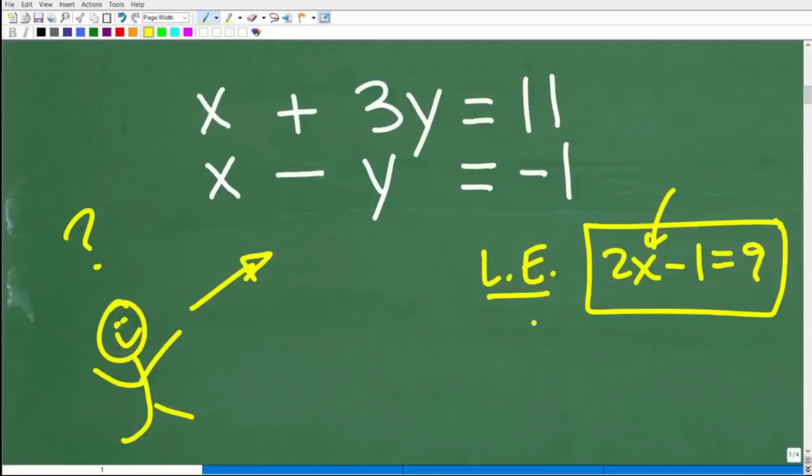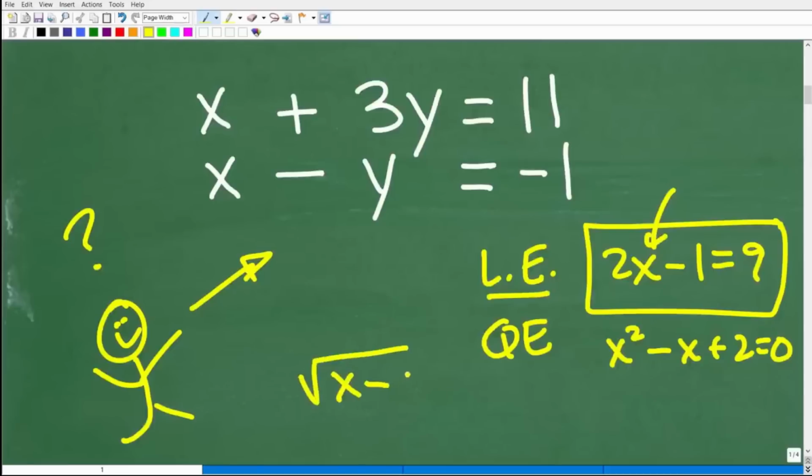but let me just give you examples of other types of equations in algebra. You can have quadratic equations, things like x squared minus x plus 2 is equal to 0. You can have radical equations, things like the square root of x minus 9 is equal to 12. Again, all different sorts of equations, and each of those types of equations involves different methods and techniques.